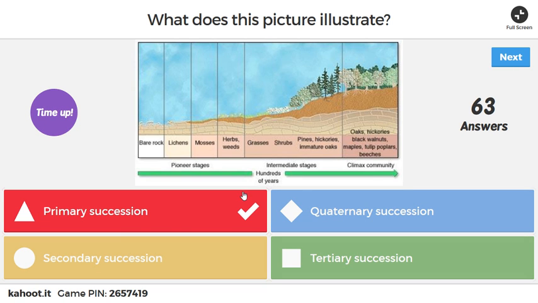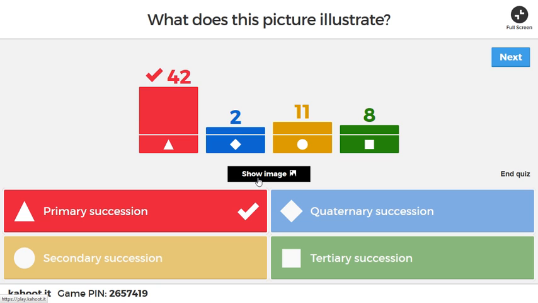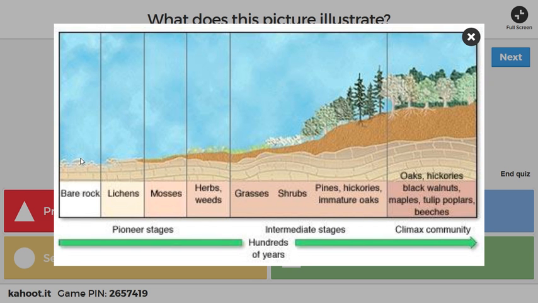Okay, and this is going to be primary succession, and it seems like most of us got that. There is no life here. Life is starting for the first time. Primary means first, so it's primary succession.